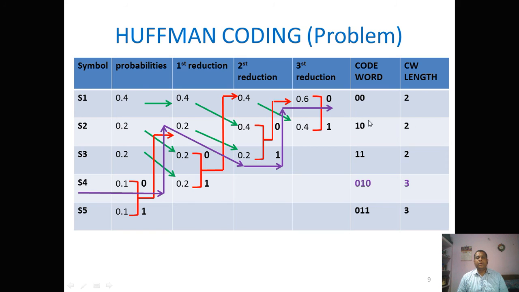The next column is the code word length. Code word length is nothing but how many bits there are in the code word. So here the length of the bits is 2. For symbol S2 it is 2, and for S3 the length of the bits is 2, and for S4 and S5 the length of the bits is 3. Thus we form the code word and code word length.